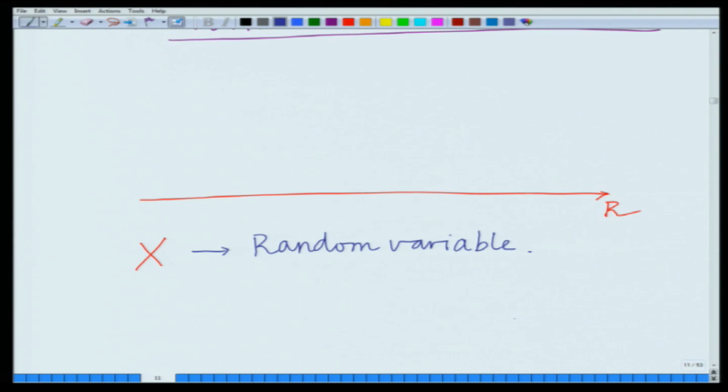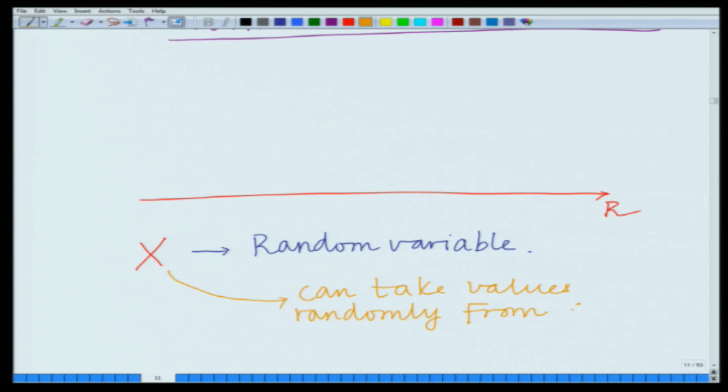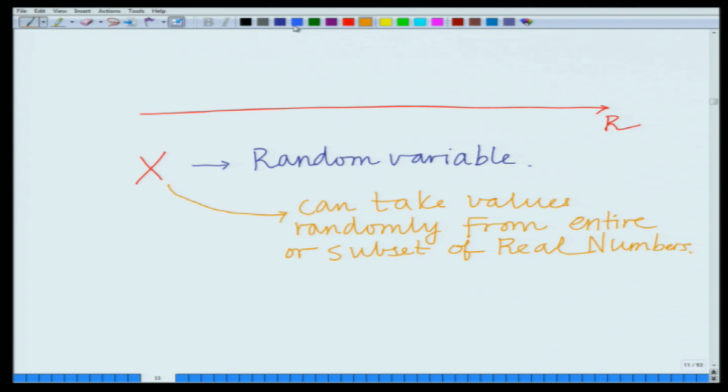So x, which is a random variable, can take values randomly from the entire set of real numbers or a subset of the real numbers. So x is a continuous random variable, it can take values randomly from the set of real numbers, and this random variable x is characterized by a very important function. This is known as the probability density function.